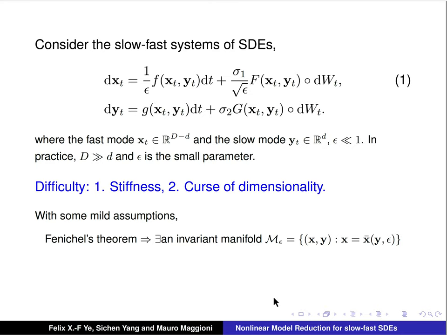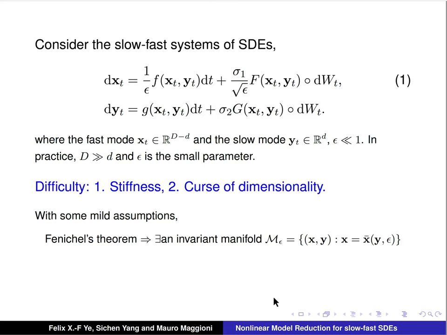So again, the system that we consider is a slow-fast system of SDEs, as specified as follows. X is the fast mode and Y is the slow mode. Usually the fast mode lives in a much bigger dimension, capital D minus small d, and the slow mode lives in the small dimension small d. Here, epsilon is a very small parameter.